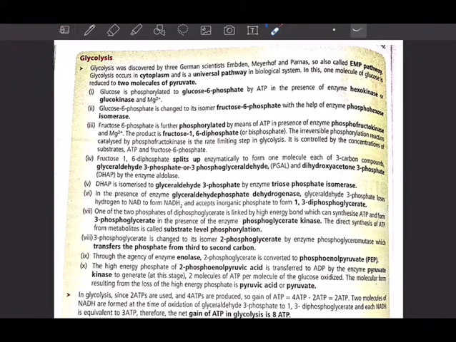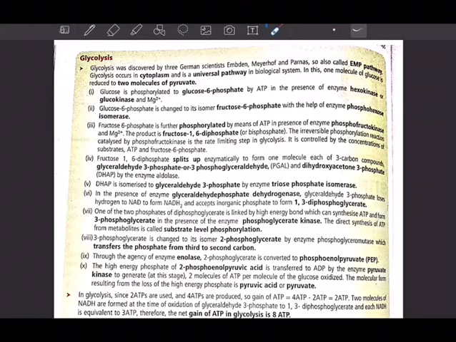So glycolysis: glyco means glucose, lysis means breaking. One molecule of glucose is being broken. What is the use for us when one molecule of glucose is broken? We are thankful to three German scientists, Embden, Meyerhof and Parnas. That's why glycolysis has another name, the EMP pathway. E stands for Embden, M stands for Meyerhof, P stands for Parnas. So it's also called the EMP pathway.